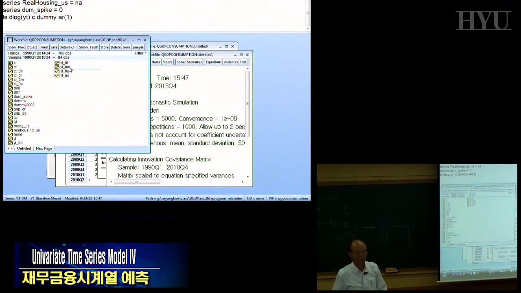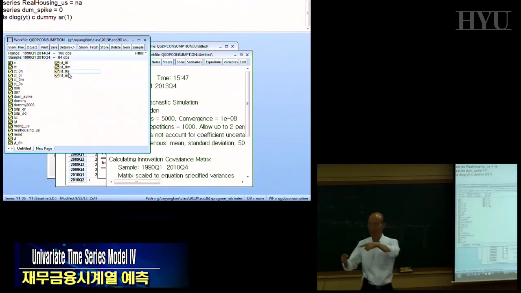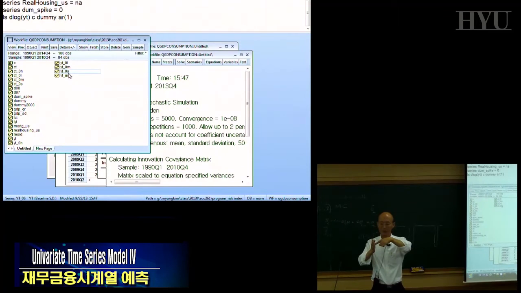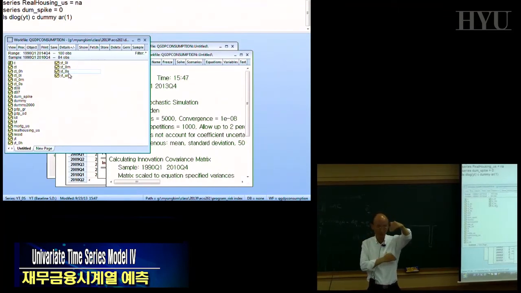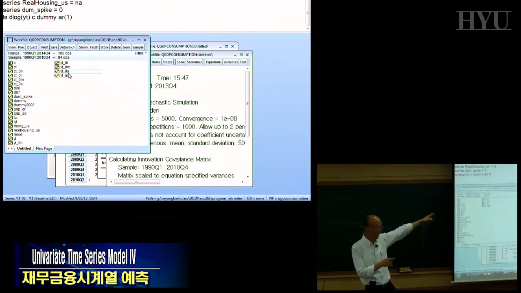This one is the mean path, average path of 1,000 simulations. This is lower path, upper path. The one with S means the standard deviation of forecast error at 1 step ahead, 2 step ahead, 3 step ahead. That's a standard deviation.